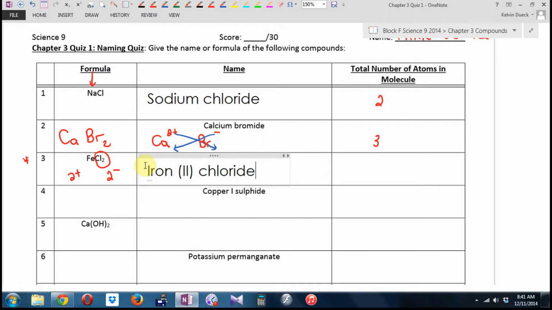Oh, and how many atoms? I think a total of 3. Again, 1 iron, 2 chlorines. 1 iron ion, 2 chloride ions.